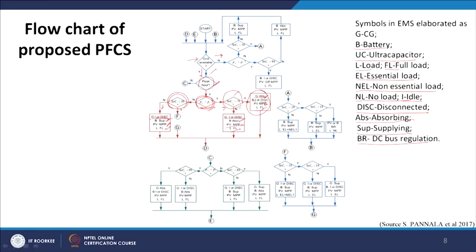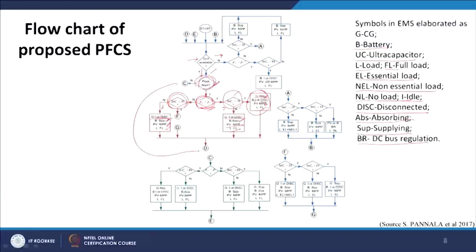Now, let us say that it is not at peak hour. If it is off peak, then certainly I can take my energy from the grid, and I move from this point to this point. So, here I check whether my PV is greater than my load or not, and if it is not and the SOC is less than 60, then I make sure the grid will be idle or disconnected, and the battery will be supplying, and the PV will be at MPP and load will be at full load.